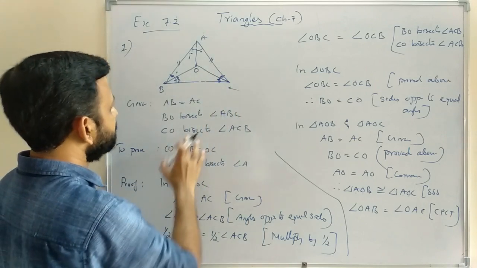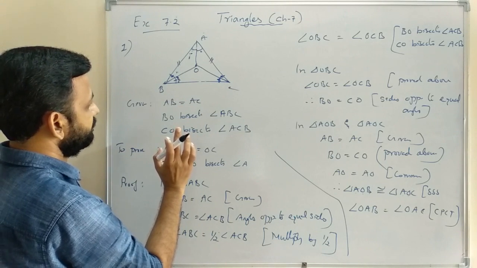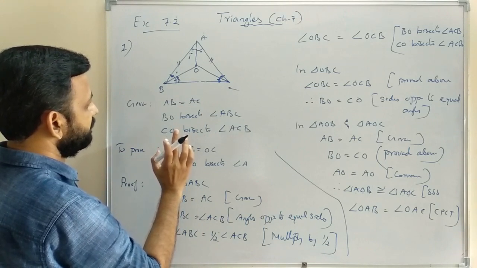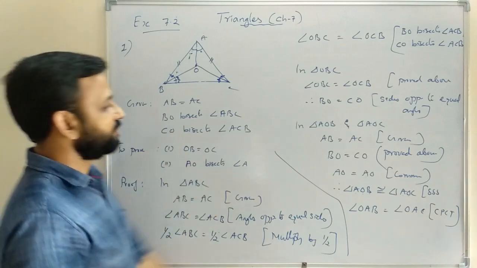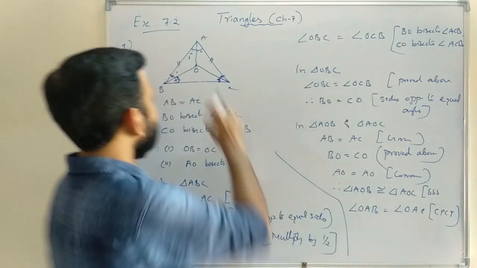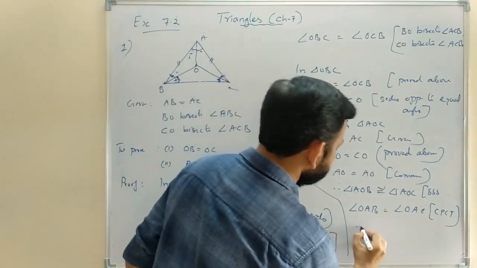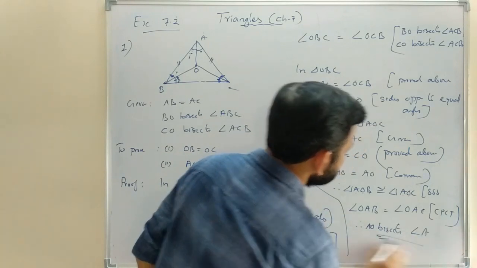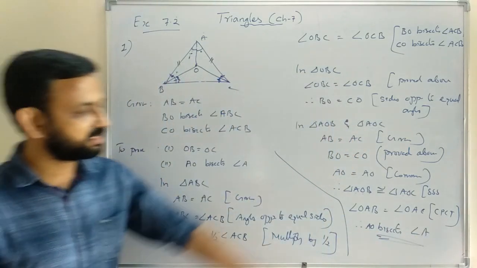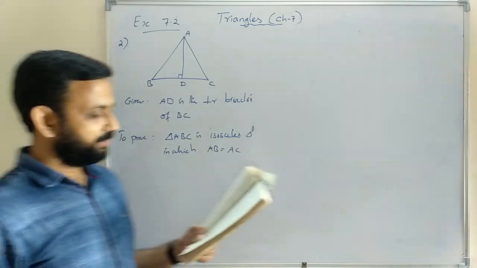Here these two angles are equal, so we can say AO bisects angle A. Therefore, AO bisects angle A. So we got the result. Now we will do the second question.